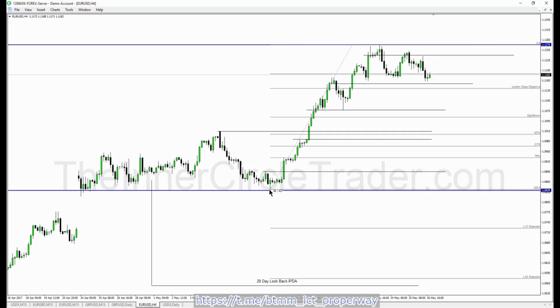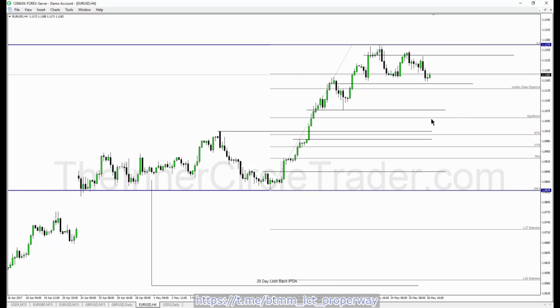And we have the total range from this low down here. Okay, equilibrium is below this low. And then we have a little bit of a gap in here, a lot more gap in here, which is the optimal trade entry also. So we have a little bit of a gap closure in here. Then we have this old high back here as well.